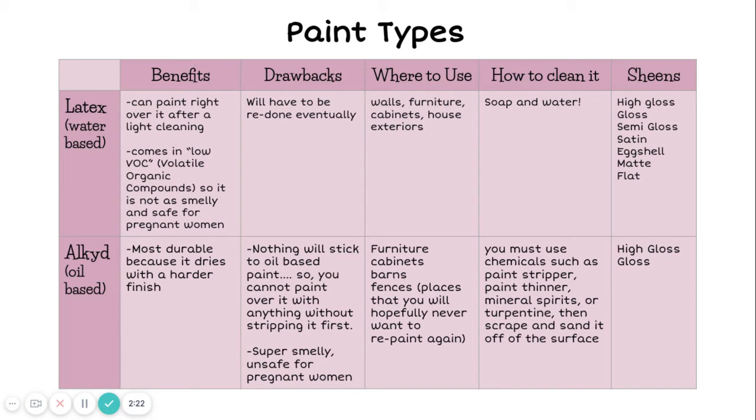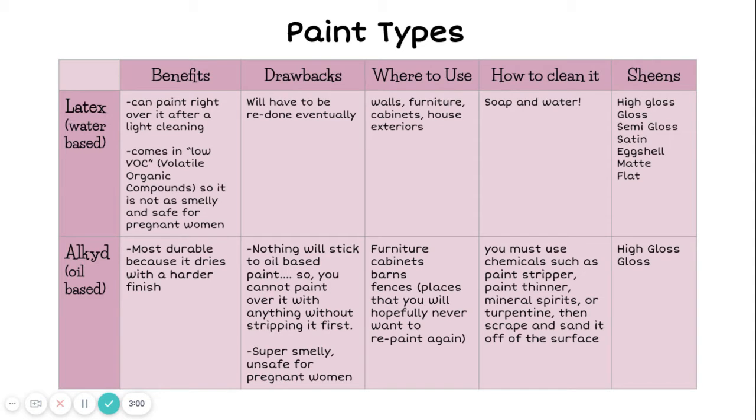So, benefits of latex paint. You can paint right over it after a light cleaning. So, say you painted a wall a brownish color, and you decide like a year later, I don't really like that brownish color that I painted that wall. As long as you just lightly wipe it off to get dust and any greasy particles off, then you can just paint right over it. Like in a couple hours, you'll have a new colored wall. No big deal.